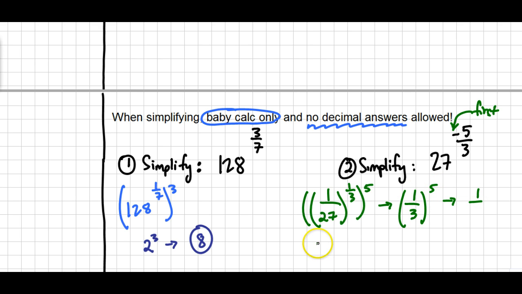And then 3 to the 5th I don't know by heart, but I have memorized that 3 to the 4th is the same as 3 squared times 3 squared. And I know that 3 squared times 3 squared is 9 times 9, or 81. So I'm just going to quickly calculate 81 times 3, because that'll be 3 to the 5th. 3 times 1 is 3, 8 times 3 is 24, so I get 1/243 there.